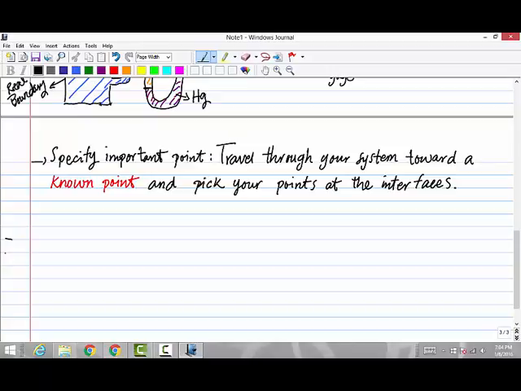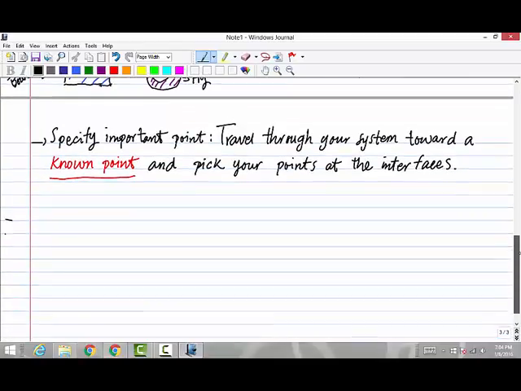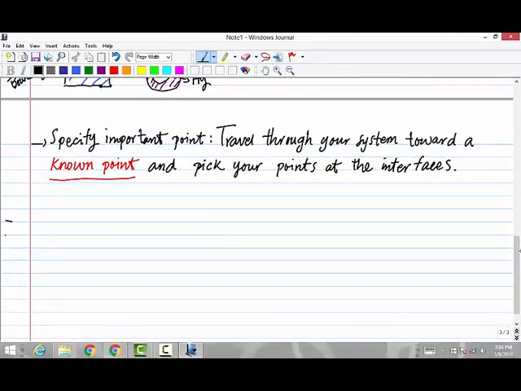That's it. And this known point here. So tell me, please, on this figure, there is a point where we know exactly how much the pressure is. It's here, the opening to the atmospheric pressure. So we know that we have this known point in our question.